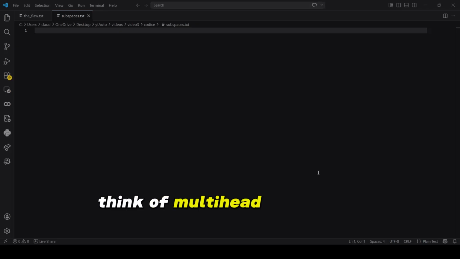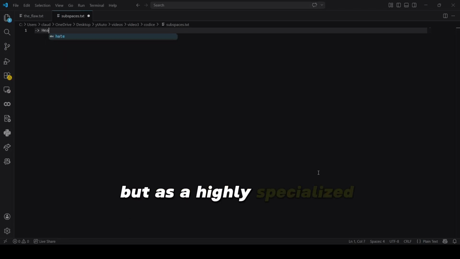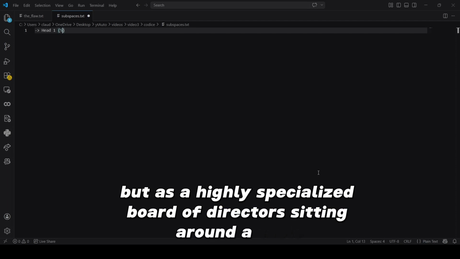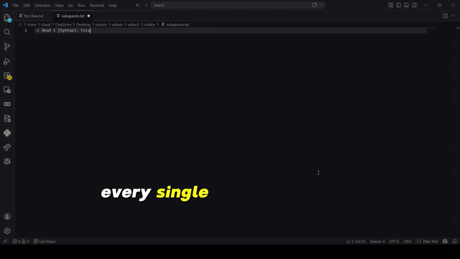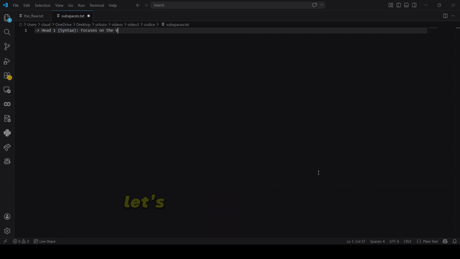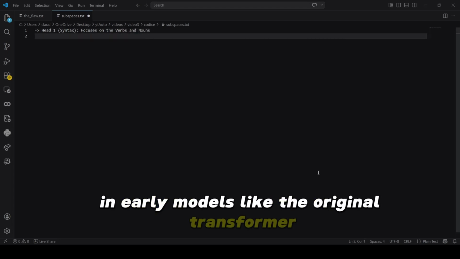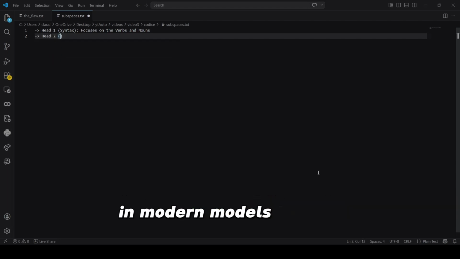Think of multi-head attention not as a single isolated genius, but as a highly specialized board of directors sitting around a table. When a prompt enters a large language model, every single token is projected into a massive, high-dimensional vector. Let's call this the d_model dimension. In early models like the original transformer, this vector was 512 numbers long. In modern models like GPT-4, it is in the thousands.